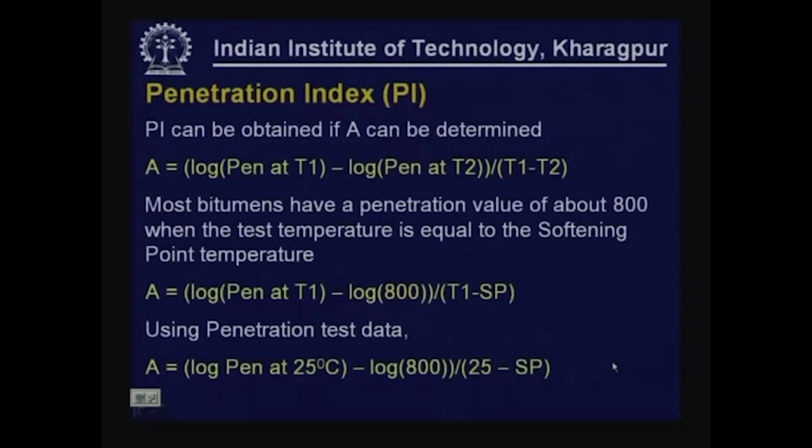For determining penetration index, it can be obtained by obtaining obviously the value of A, which is the temperature susceptibility on a log penetration versus temperature plot. A can be obtained if you can conduct the penetration test at two different temperatures. So, log penetration at temperature T1 minus log penetration at temperature T2, divided by the temperature difference T1 minus T2. Most bituminous binders have a penetration value of about 800.